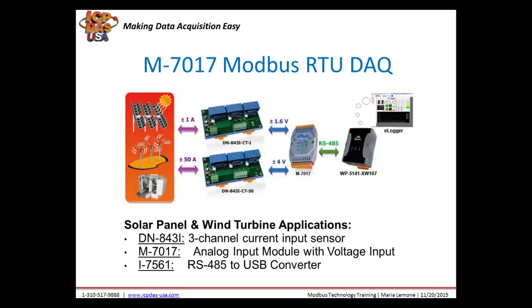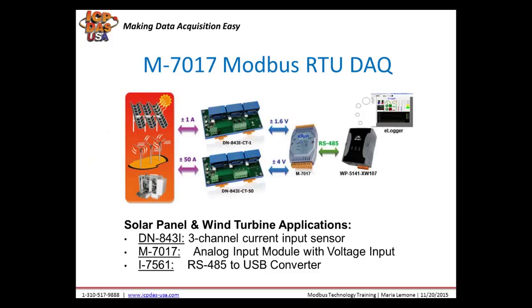M7017 is a Modbus RTU-based analog input module that can measure voltage. It's widely used in the solar industry with solar panels, wind turbines, and inverters. Solar panels and wind turbines produce DC direct current energy. Inverters convert the DC direct current energy into AC alternating current that can be fed into a commercial electrical grid.